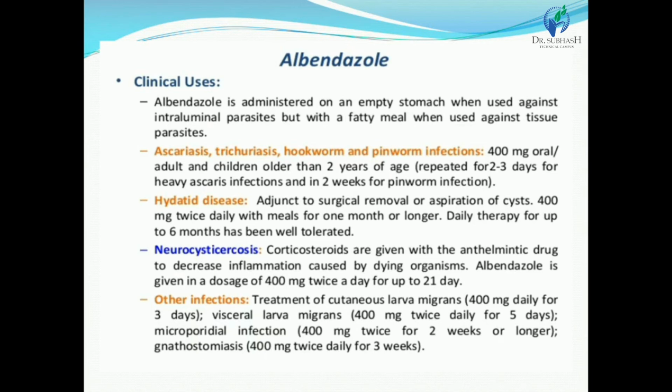And in cases of other infections, the treatment of cutaneous larva migrans is 400 milligram daily for 3 days. In cases of visceral larva migrans, it is 400 milligram twice daily for 5 days. For microsporidial infection, 400 milligram twice for 2 weeks or longer. And for gnathostomiasis, 400 milligram twice daily for 3 weeks.